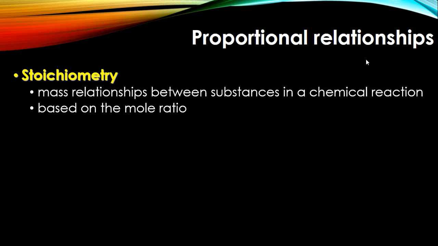Stoichiometry is a mass relationship between substances in a chemical reaction, and it's based on the mole ratio. The mole ratio refers to the ratio between different parts of a balanced chemical equation.